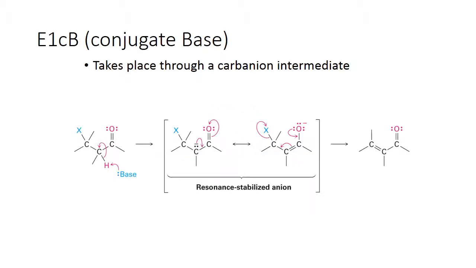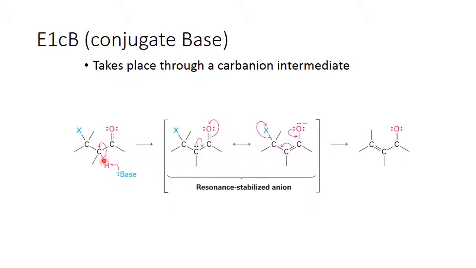What does E1cB mean? It means E1, it's unimolecular. The compound does this on its own without any base in the transition state. And what happens is you form a conjugate base, and through that conjugate base, you have elimination occur. A very fast reaction is that the base can remove a proton adjacent to a carbonyl. When it removes a proton, it gives an anion that is then resonance stabilized.